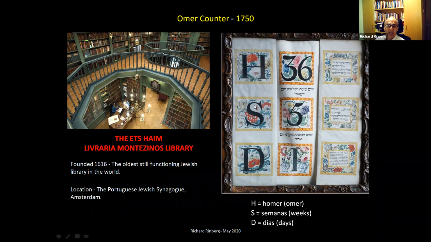And here you can say HSD for Homer Samanath Dias, right? The Omer with an H, weeks and days. And you turn at the top. So for example, the 36th day of the Omer here is 5 weeks, 5 sevens are 35, add 1 day, 36. And you've got the brachot, which you turn as well from each one. Very, very beautiful objects. Ze keli va'anavehu.